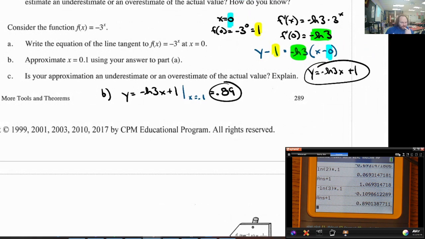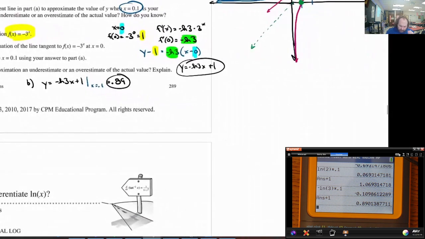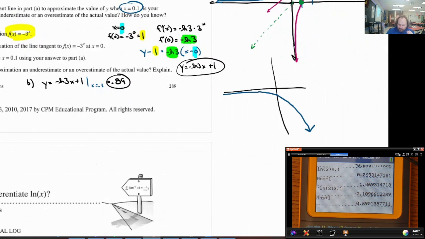Now, as far as question C goes, is that an underestimate or an overestimate? Without graphing, it's really kind of tough to see. The question is, is negative 3 to the x power concave up or concave down? If you think about the graph of it, it's going to be a negative exponential. It's going to look something like this when you graph it. Because the negative sign is at the end, you do your 3 to the x power and then make it negative. So that means it takes the entire exponential graph and flips it down over the x-axis.